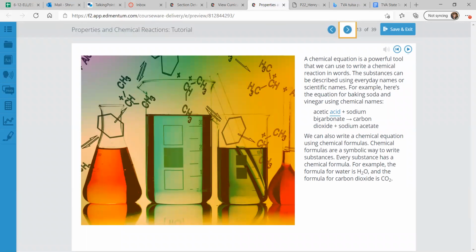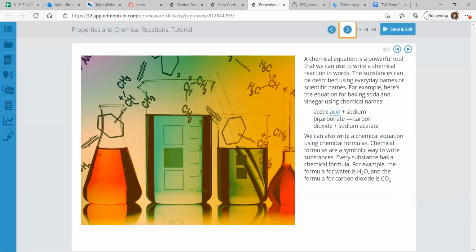A chemical equation is a powerful tool that we can use to write a chemical reaction in words. The substances can be described using everyday names or scientific names. So for example, here's the equation for baking soda and vinegar using their chemical names. Acetic acid plus sodium bicarbonate reacts and becomes the products carbon dioxide and sodium acetate.